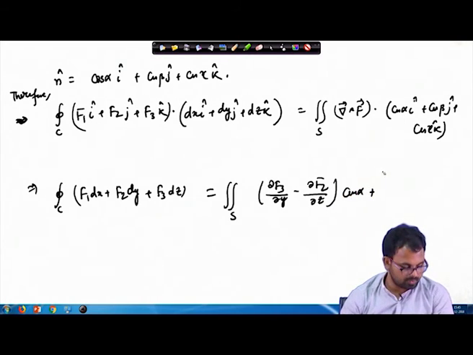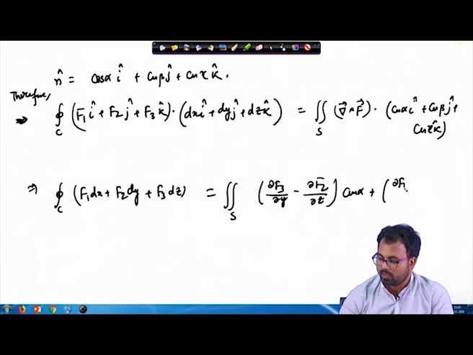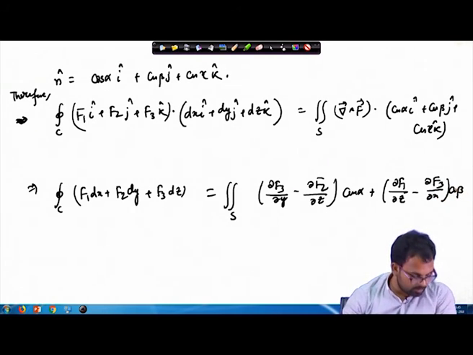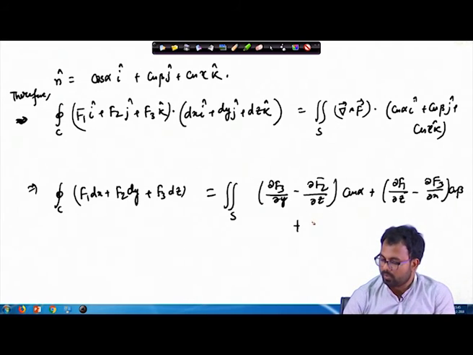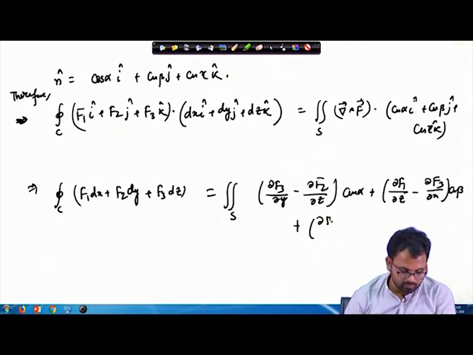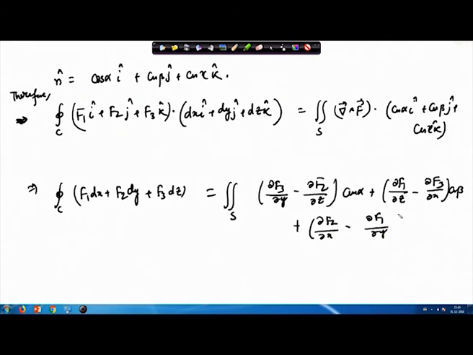the surface integral of del f 3 by del y minus del f 2 by del z times cos alpha plus del f 1 by del z minus del f 3 by del x cos beta plus del f 2 by del x minus del f 1 by del y cos gamma dS. So, this is the required form of Stokes theorem in the Cartesian form.